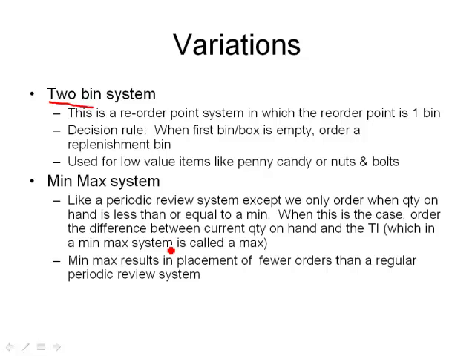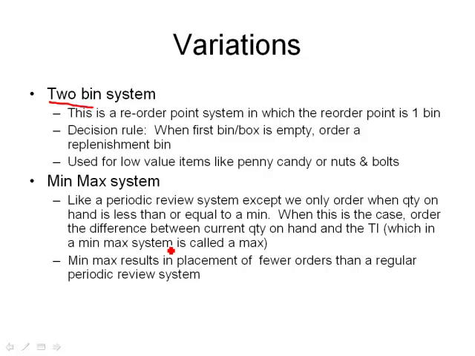Another variation is the min-max system. The two-bin system was a variation on the reorder point system. The min-max system is a variation on the periodic review system. The min-max system pretty much works like the periodic review system, except I don't place an order in every reorder interval. Instead, I only place an order if I'm below some minimum order quantity that I've established. So my target inventory might be 100. That would be my max.